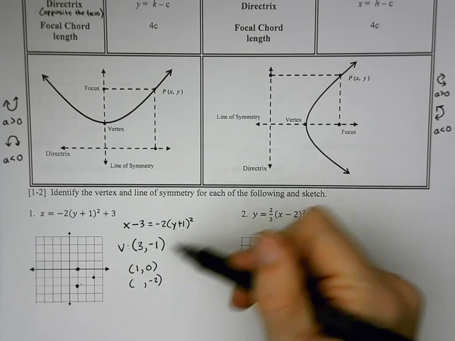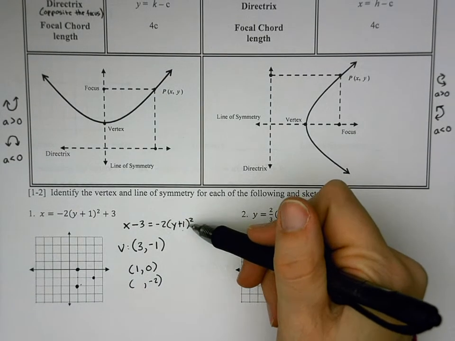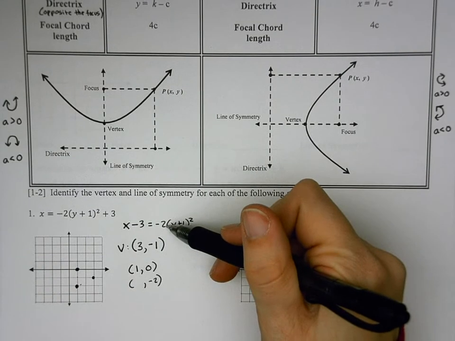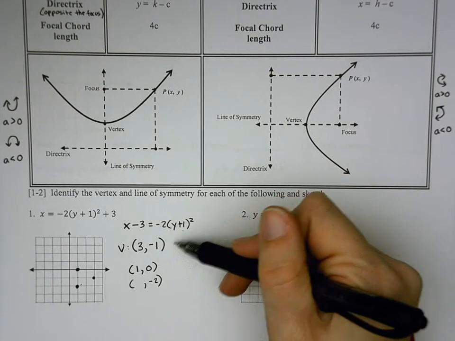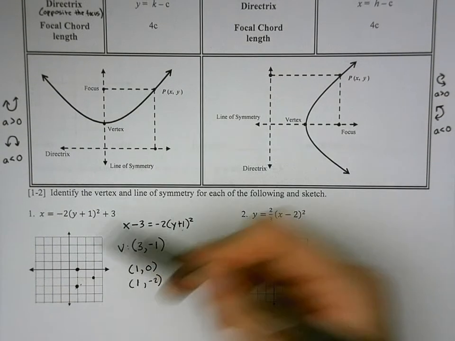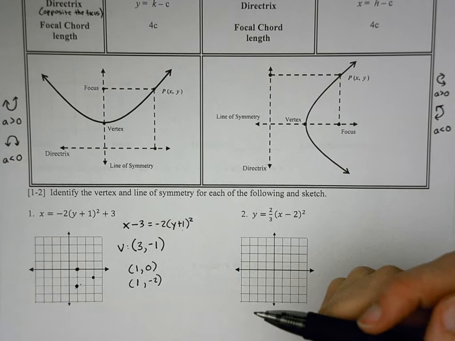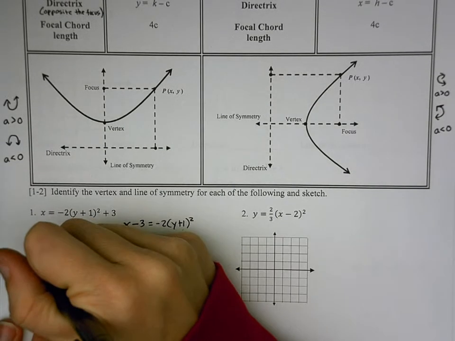And then y is negative 2, we'd have negative 2 plus 1, which is negative 1, squared is 1, times negative 2 is negative 2. Adding the 3 over, we get 1. And sure enough, my point is at (1, negative 2), which confirms that reflection idea. Okay, and then that's all I need for my parabola.